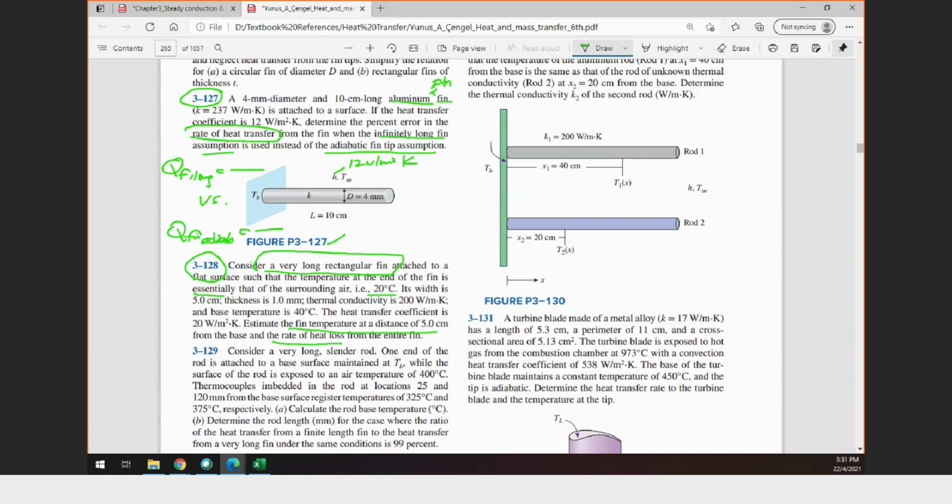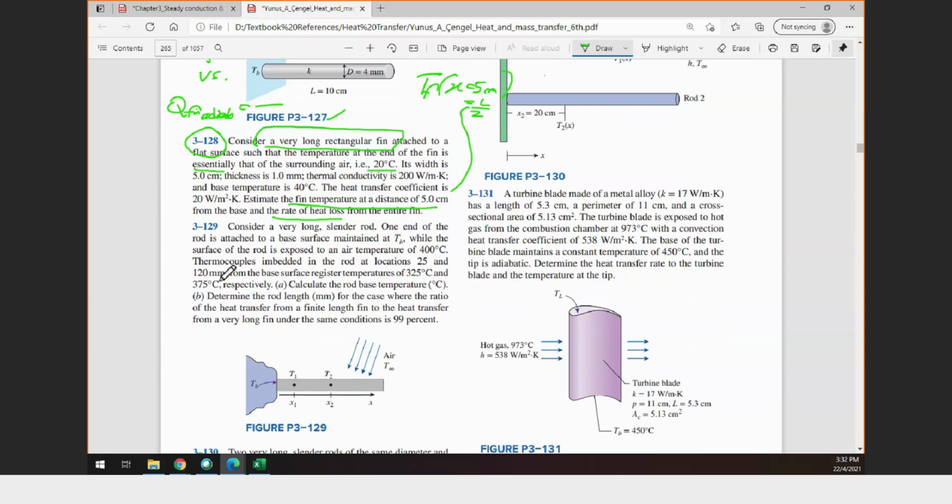Meaning you need to calculate the fin temperature T at x equals 5 cm. If the total length is 10 cm, this is L over 2. So again you have to use the equation of temperature distribution. Same goes for the others.